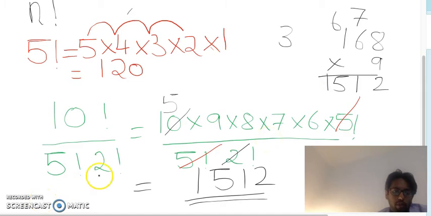So that's the concept of factorials, and I just wanted you to go through these two problems, just one on simple factorial and one on division of factorials, and we'll continue doing more problems in class tomorrow.